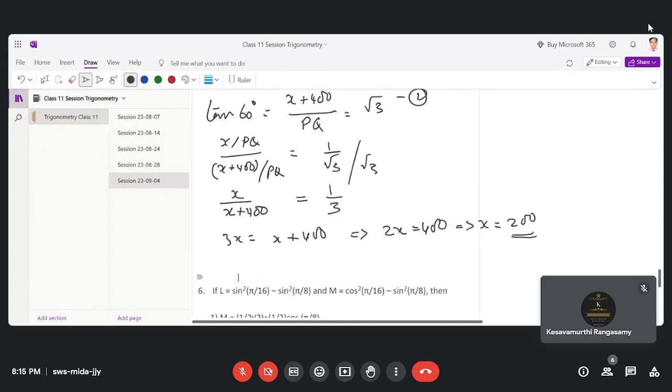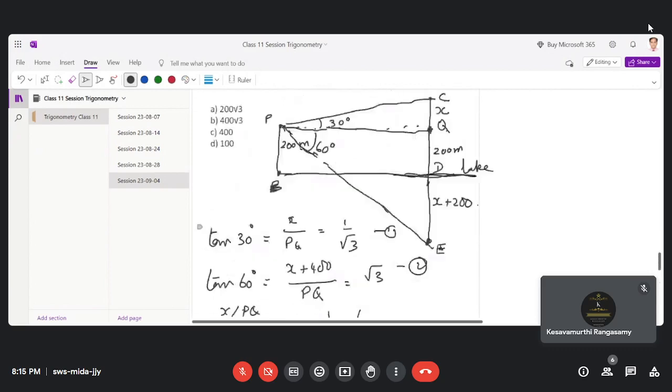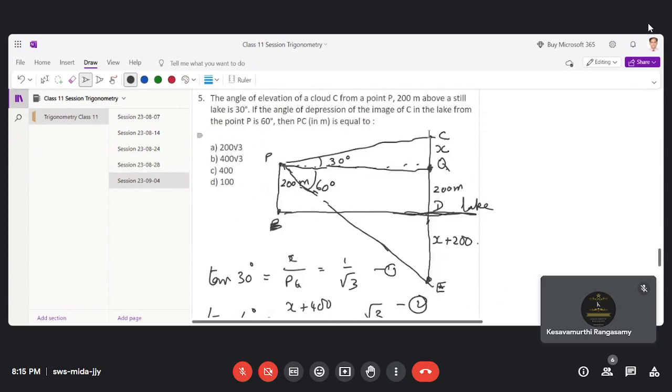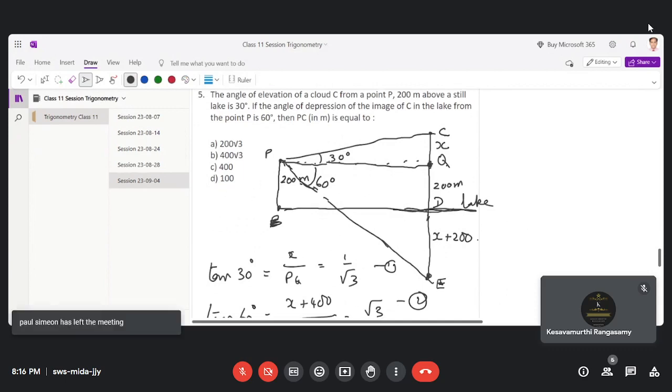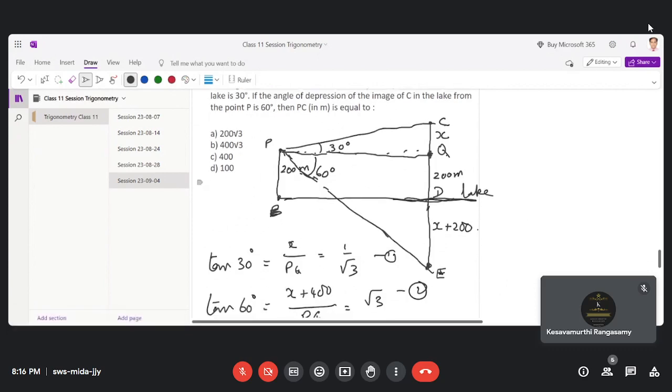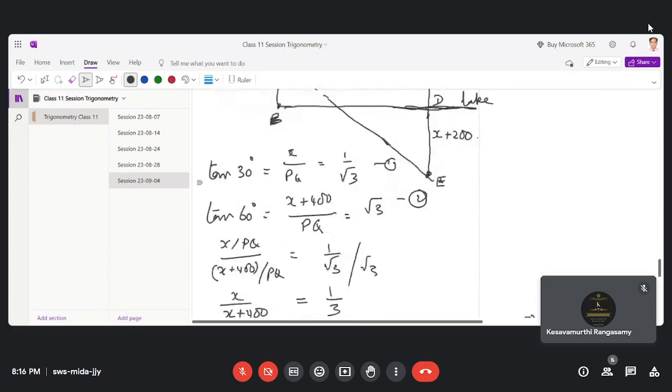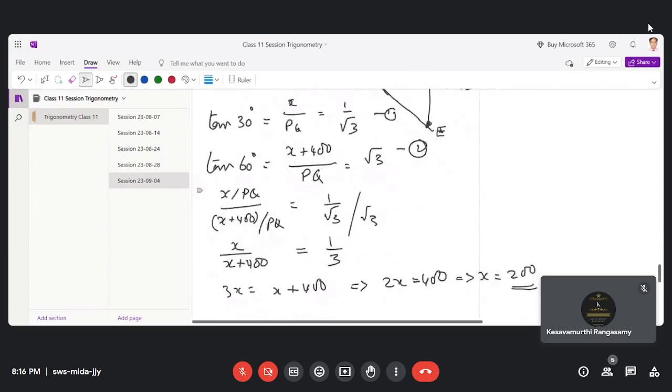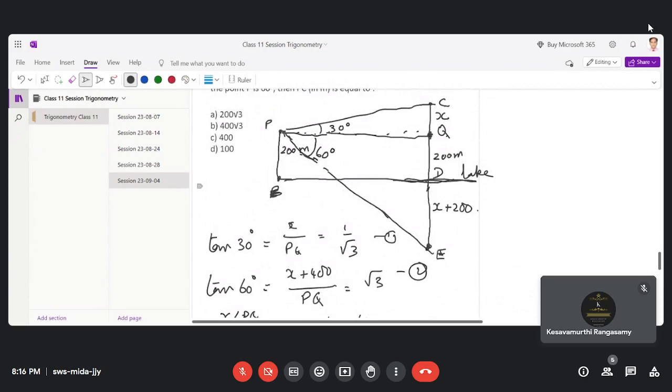So we are getting X equal to 200. But that is not the answer. We should not jump to the answer, because what is required is PC. So what we have found out is only X. So from that, how are you going to get PC? Sir, sin theta, sir. Very good. Okay. Very good.